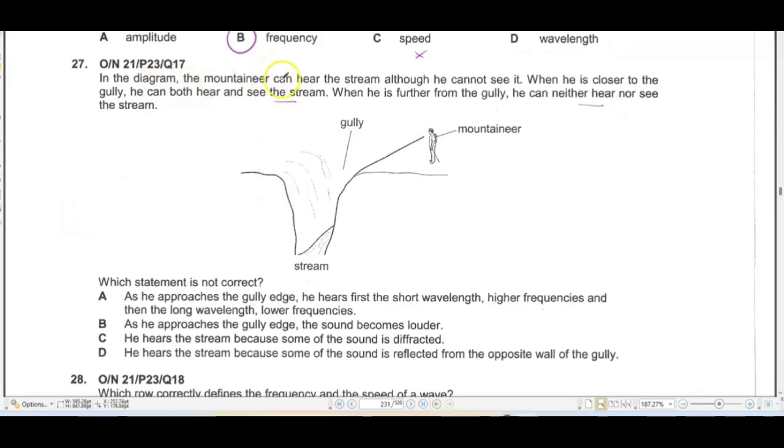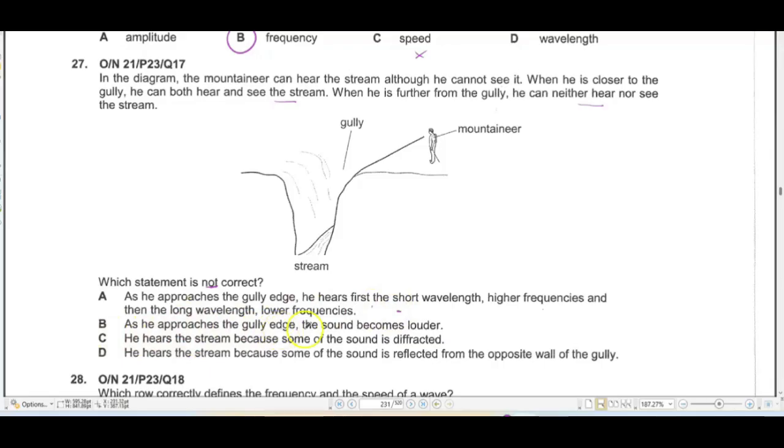In the diagram, the mountaineer can hear the stream although he cannot see it. When he is closer to the gully, he can both hear and see the stream. When he is further away from the gully, he can neither hear nor see the stream. Which statement is not correct? Okay. As he approaches the gully edge, he hears first the short wavelength, higher frequencies, and then the long wavelength, lower frequencies. Okay. Let's look at the other options and then I'll explain.